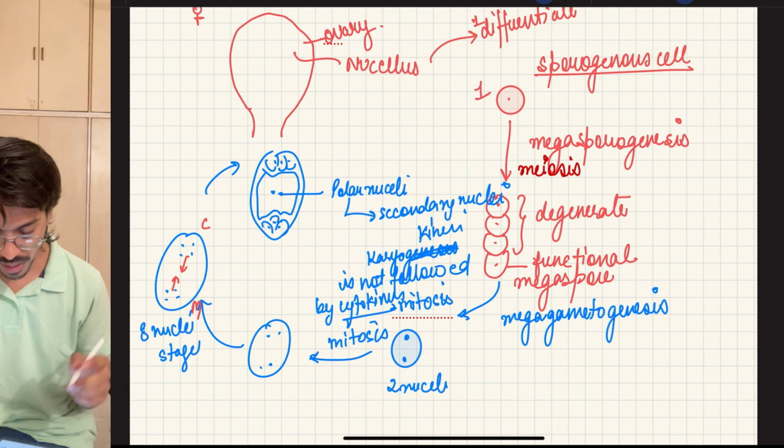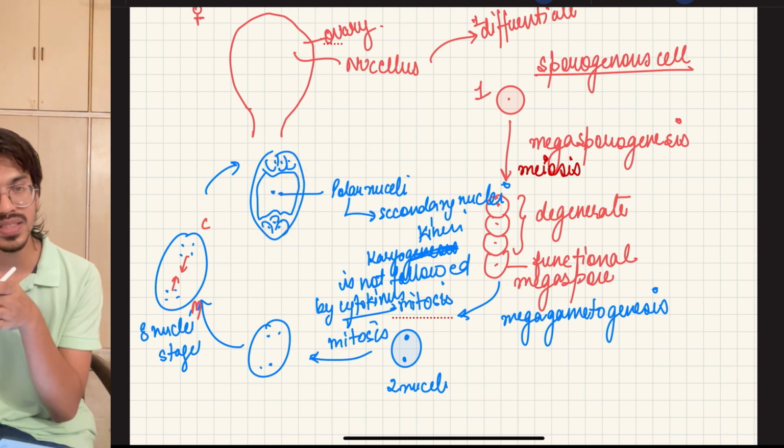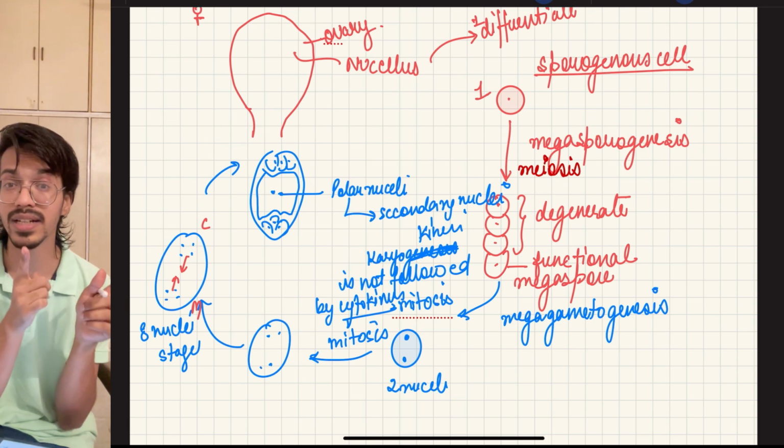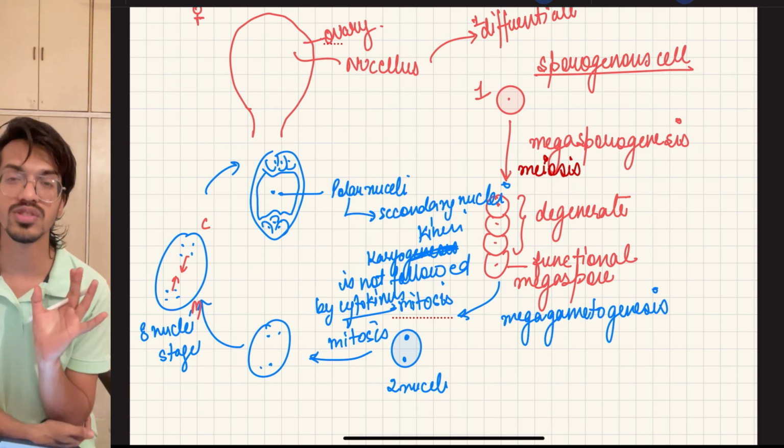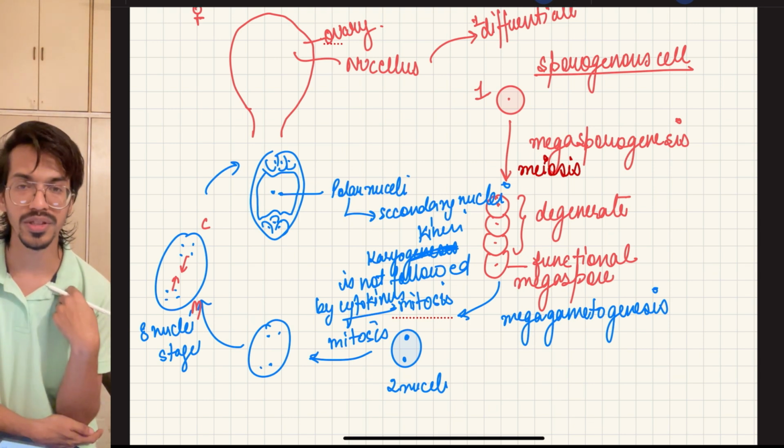So you remember it: how many cells? 1, 2, 3, 4, 5, 6 and 7. So it is a 7-celled but 8-nucleate condition until the secondary nucleus is made. But the secondary nucleus will be made later on. So this is the whole process of it.